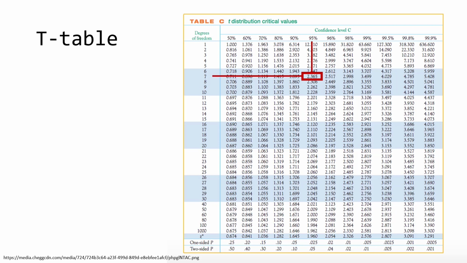Let's assume our selected confidence level is 95% and our model sample size is 9. This means we're looking at the sixth column of this table. Our number of degrees of freedom is 7 because we lose 1 each for estimating the intercept and coefficient of the model, so n minus 2 equals 7. Our resulting t value is 2.365.